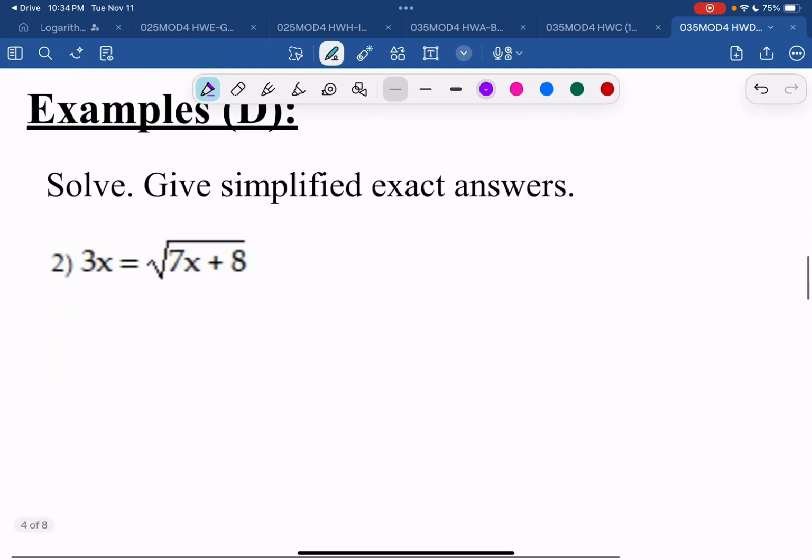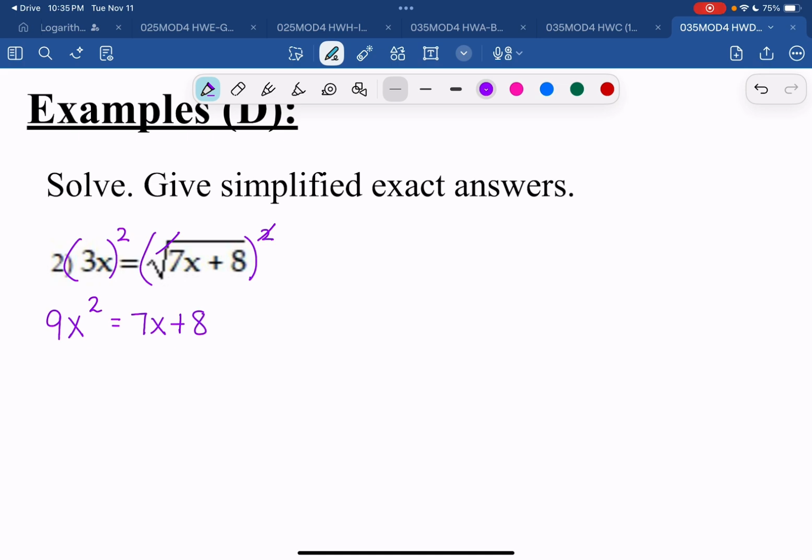All right, let's look at this one. So very similar. We're going to start by squaring both sides. So if I square the left, that's 3x times 3x. So that gives me 9x squared. Careful, make sure you don't just square the x. You've got to square that 3 as well. Then here again, this will cancel. So 7x plus 8. Now I want to set that equal to 0. So 9x squared minus 7x minus 8 equals 0.